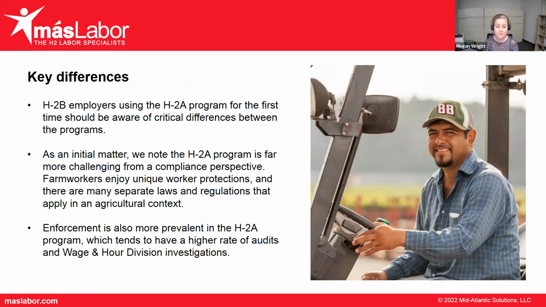Now moving into key differences, you'll notice there are quite a few, but most importantly to keep aware of is that the H-2A program is definitely considered more challenging from a compliance perspective. And that really is due to the fact that farm workers enjoy unique worker protections, and there are many separate laws and regulations that apply only in an agricultural context. We've also found that enforcement is much more prevalent in the H-2A program, which really translates into a higher rate of audits or even wage and hour division investigations that happen in person.